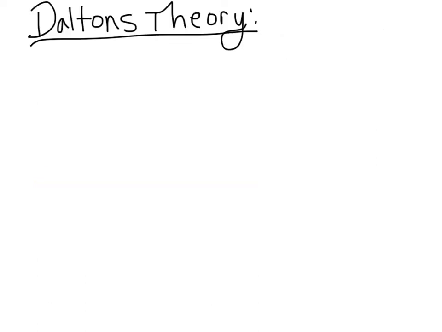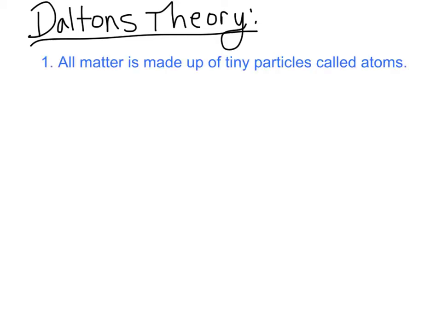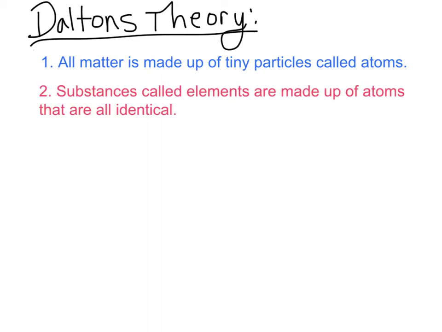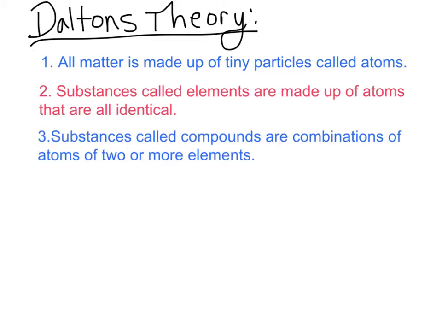So now we're going to talk about John Dalton. He came up with a theory. He's credited with developing the first atomic theory, containing ideas about the atom that we still use today. So we'll talk about each one. The first part of his theory is that all matter is made up of tiny particles called atoms. The second is that substances called elements are made up of atoms that are all identical. The third is that substances called compounds are combinations of atoms of two or more elements. So, for instance, H2O is a compound, and it's a combination of hydrogen and oxygen.